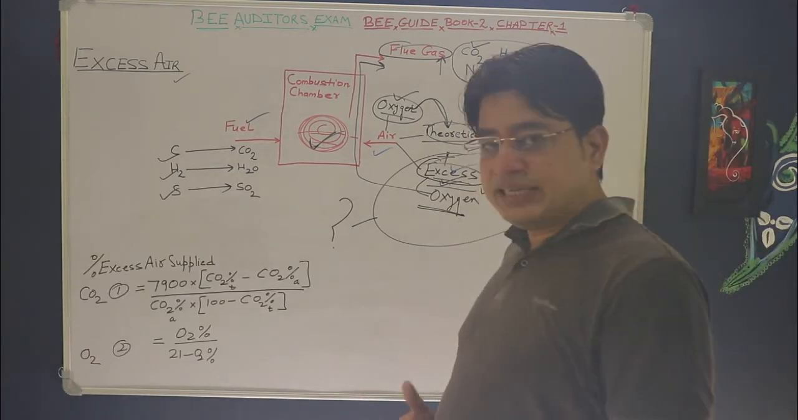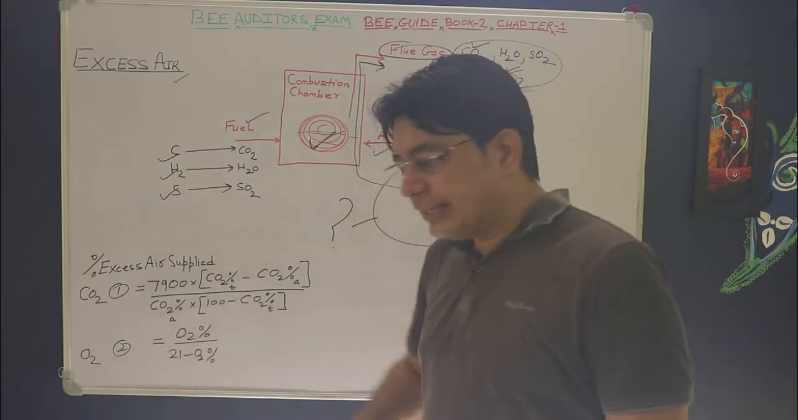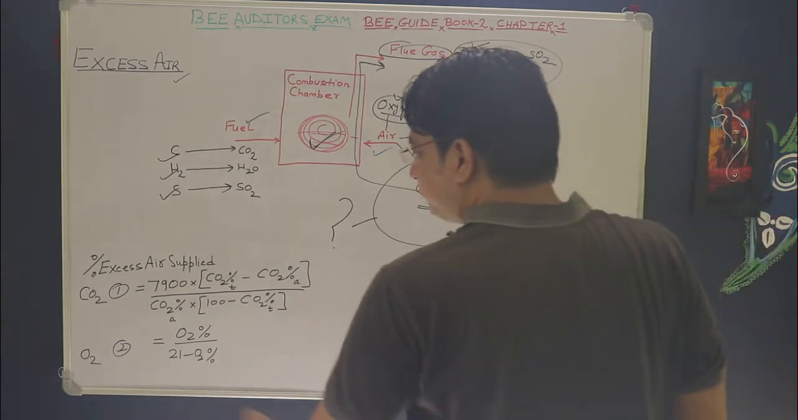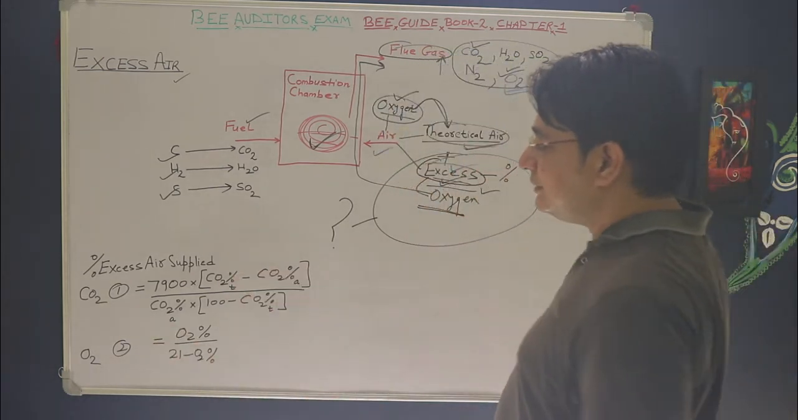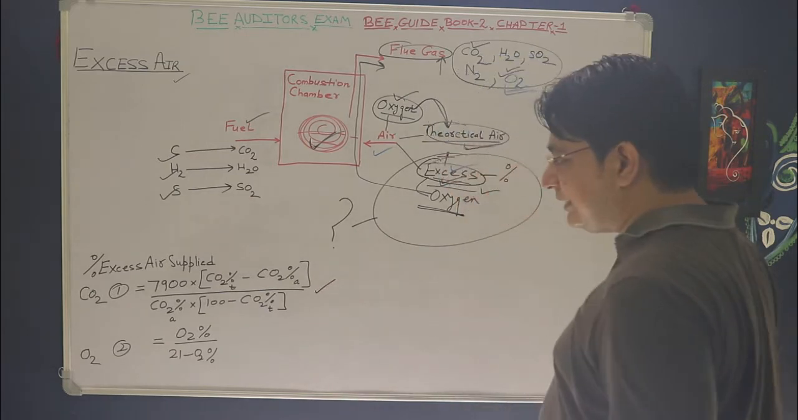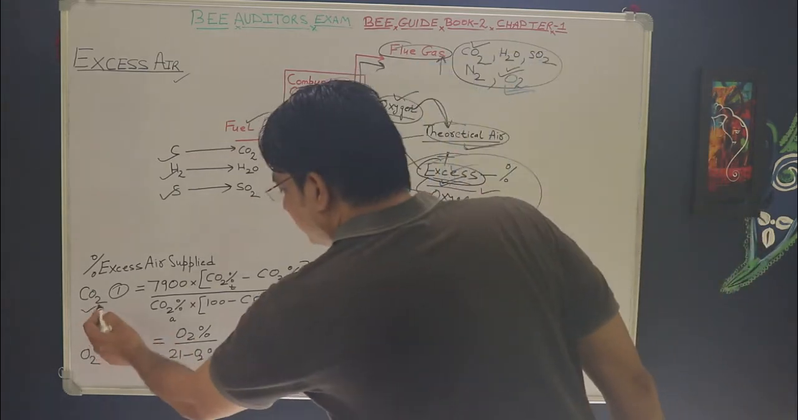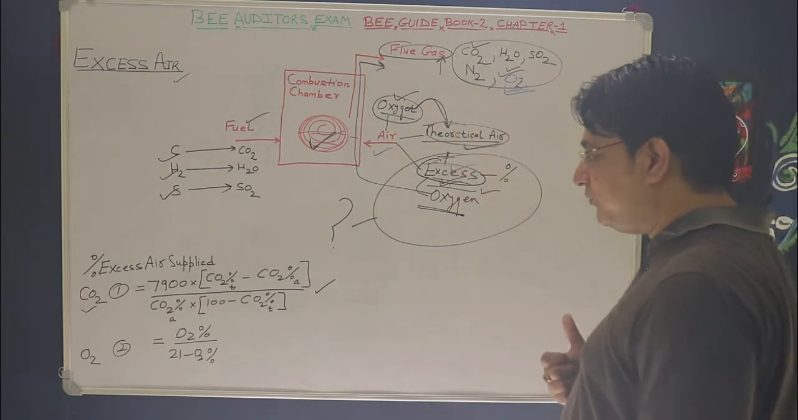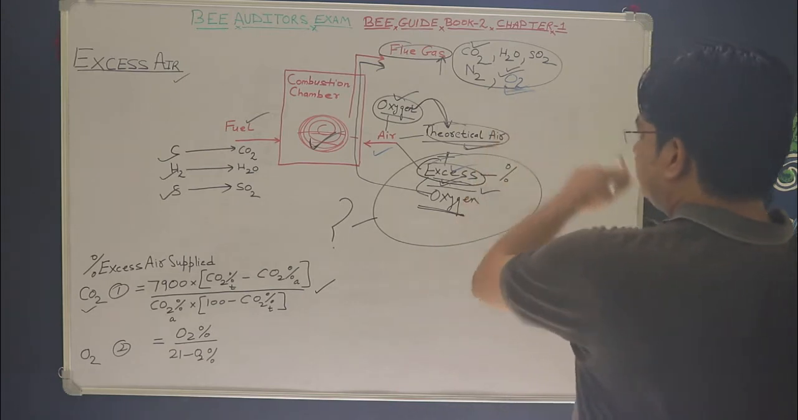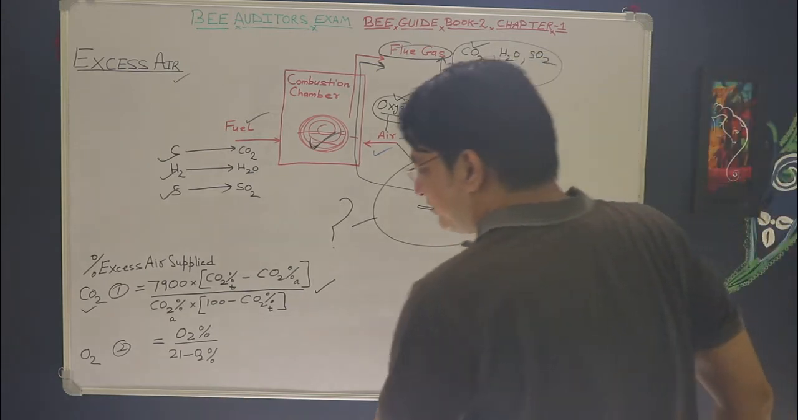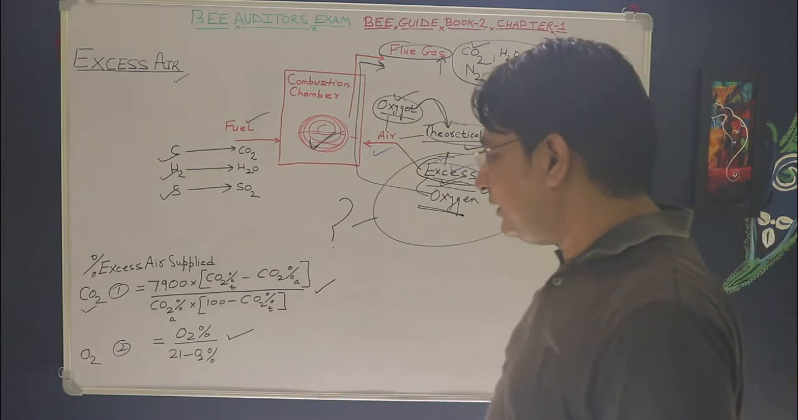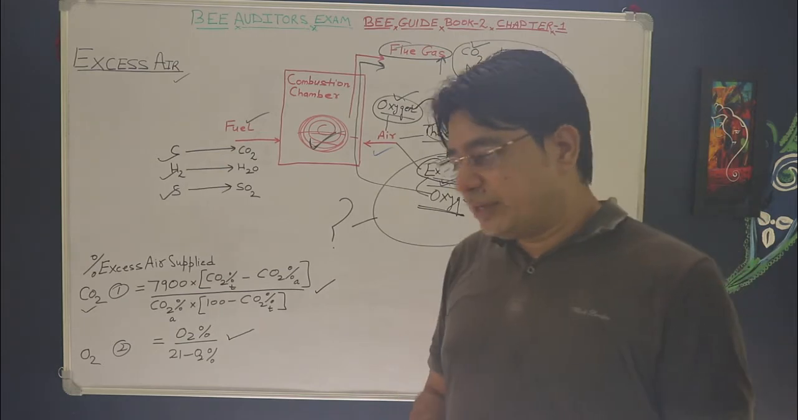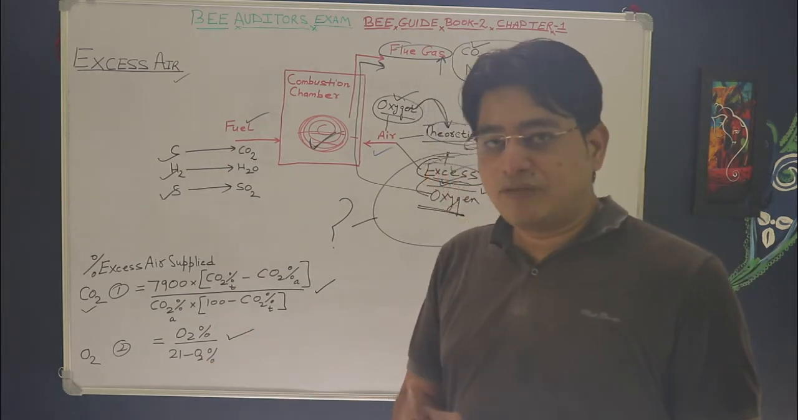So friends, once you have calculated the value of CO2 and oxygen in the flue gas, you can use this formula for calculation of excess air supplied. This will be used in the case where you have the value of carbon dioxide in your flue gas. Similarly, if you have measured the value of oxygen in the flue gas, you can use this formula, that is O2% divided by 21 minus O2%. And friends, do remember that both these formulas are empirical formulas.